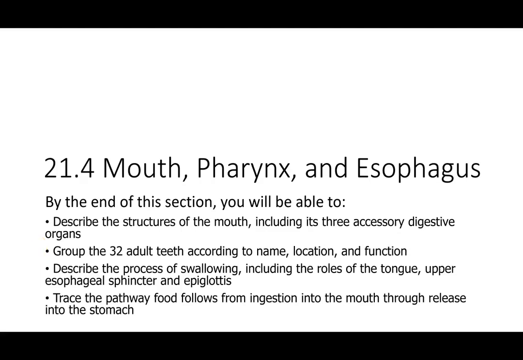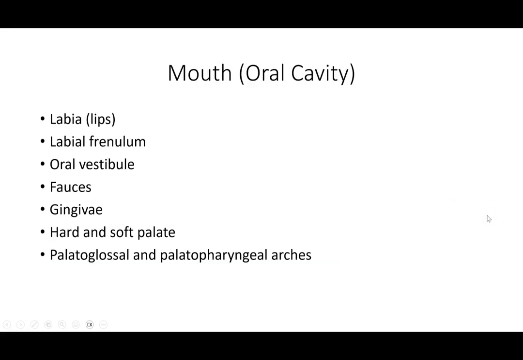All right, we're going to look a little bit more in detail at the mouth, pharynx, and esophagus in this video. So the mouth or oral cavity has the lips, also called labia, and then we have the labial frenulum, which are going to attach the lips to the gums. The oral vestibule, this is the actual opening of the mouth.